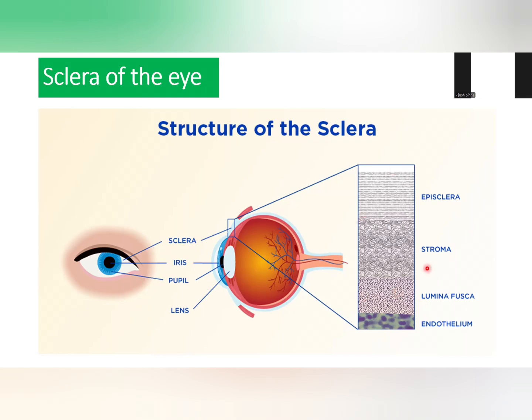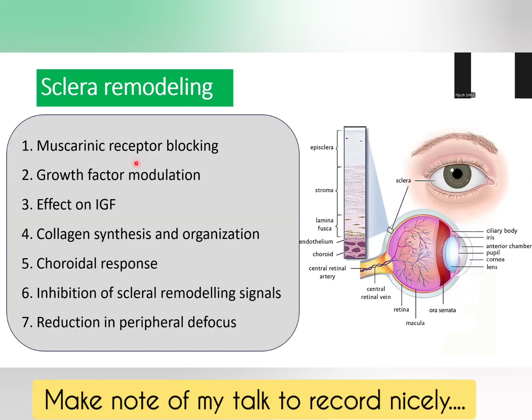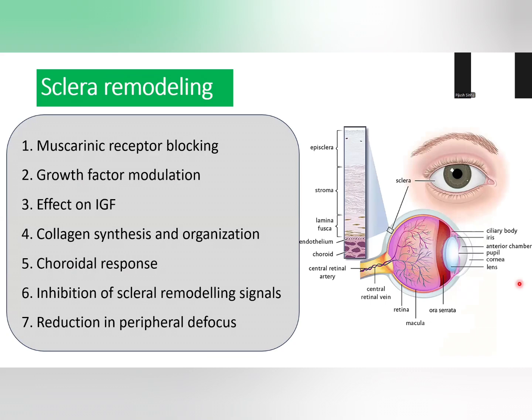So sclera has three parts. So why am I discussing the sclera? Because atropine works in this scleral remodeling, which we are going to understand. First, muscarinic receptor blocking. Atropine is a non-selective antagonist of the muscarinic acetylcholine receptor. And these receptors are involved in regulating the ciliary muscle and, importantly, the scleral remodeling process. So by blocking this receptor, atropine reduces the influence of these cholinergic signals that can promote eye elongation and scleral growth.